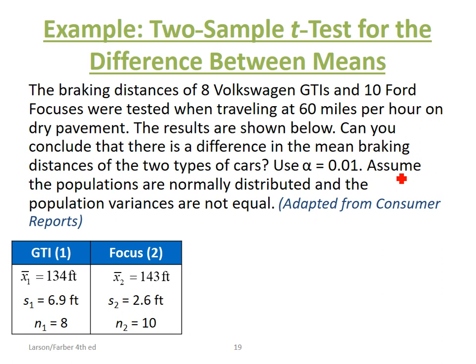Taking the braking distances of 8 Volkswagen GTIs and 10 Ford Focuses when traveling 60 miles per hour on dry pavement. The results are shown below. Can you conclude that there is a difference in the mean braking distances of the two types of cars? Use a 1% level of significance. Assume the populations are normally distributed and the population variances are not equal.